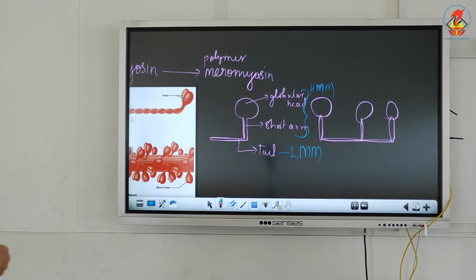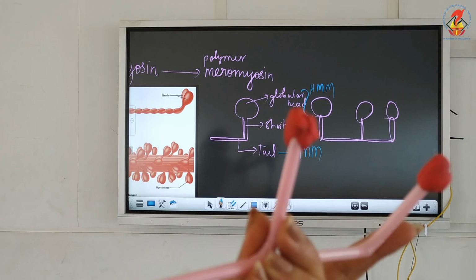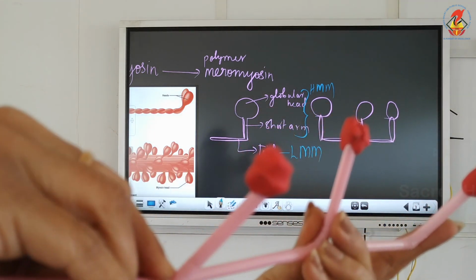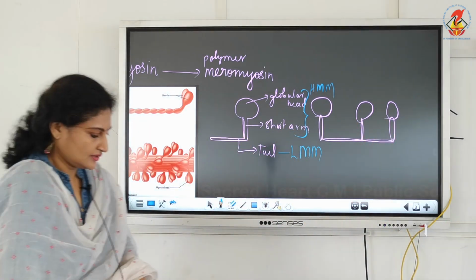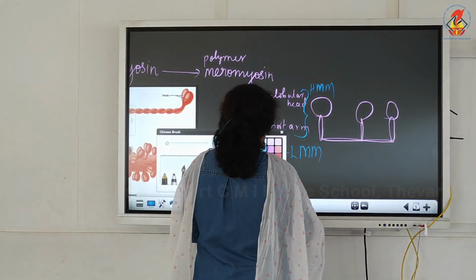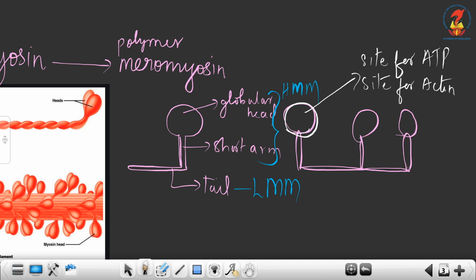Like that, if I make a number of repetitive units, I get many of such structures. Okay, so this is the way the meromyosins are organized to form the myosin filament. And here importantly, the function of the globular head, it is a site for ATP to bind, and also it is a site for actin. So the role of this globular head is very, very important. Globular head is also known as ATPase. It serves as site for ATP and also site for actin.